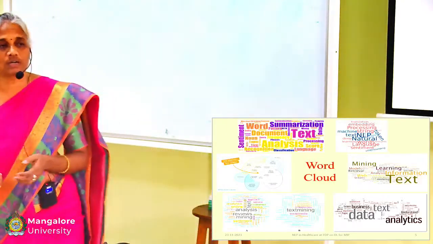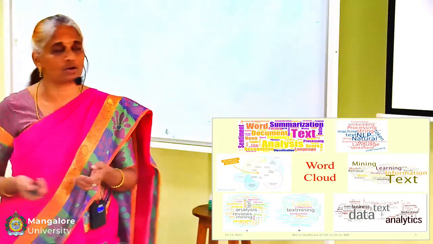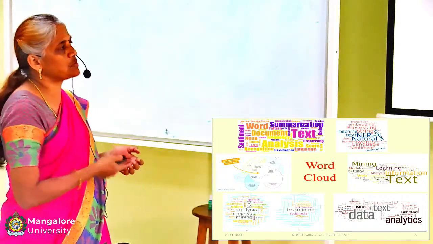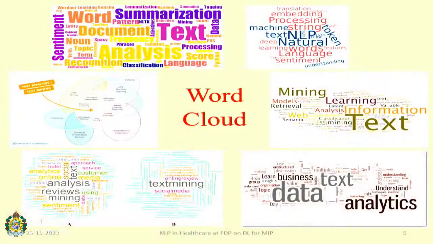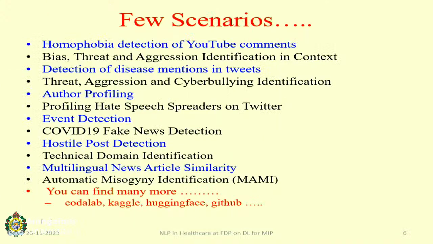If you look into the word cloud or the text cloud, these are some of the words used, like text mining, machine learning, information retrieval, social media. You can go on listing these words. These are a few scenarios we can see. For example, homophobia detection of YouTube comments, bias, threat and aggressive identification. It could be event detection, multilingual news article similarity. Again, you can go on listing.